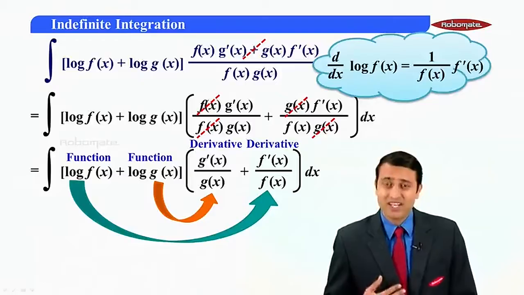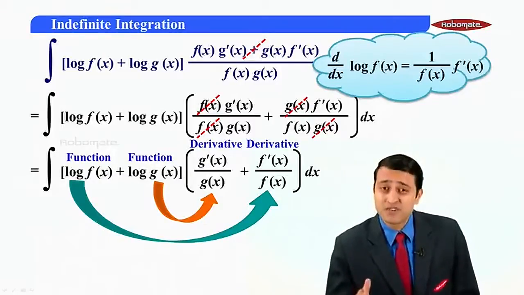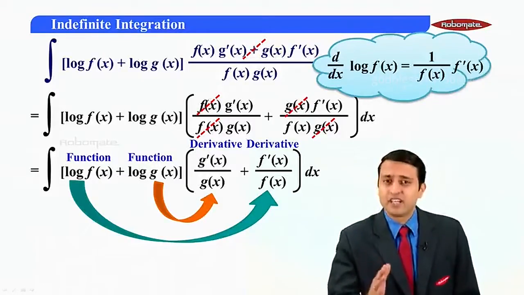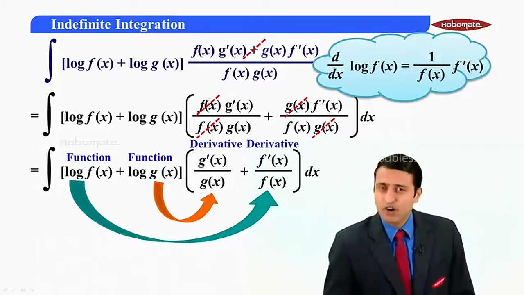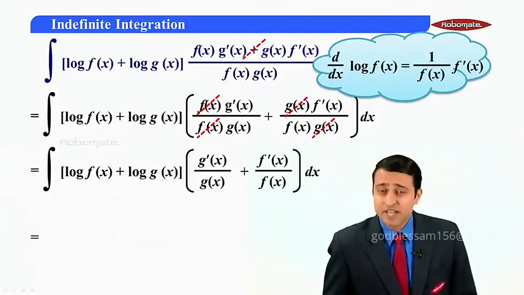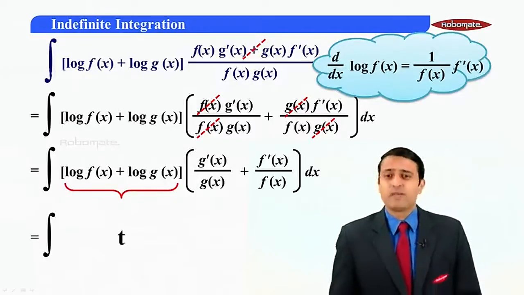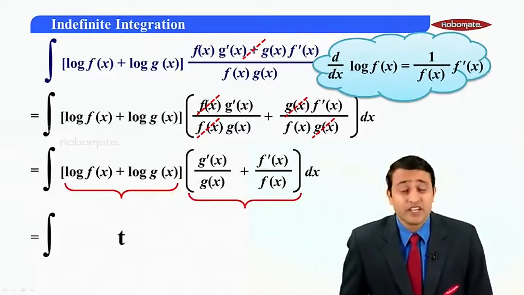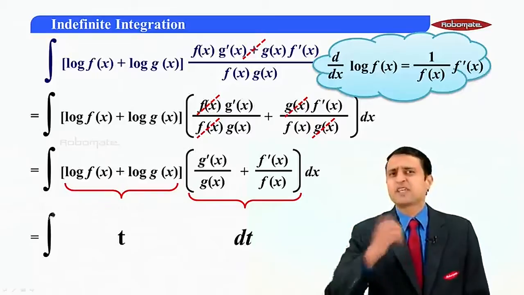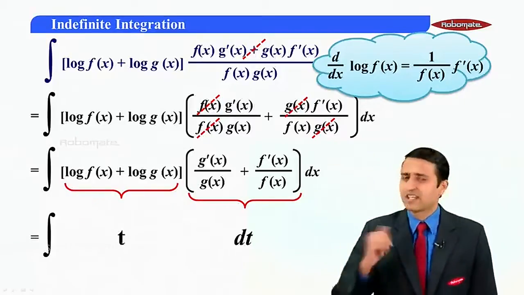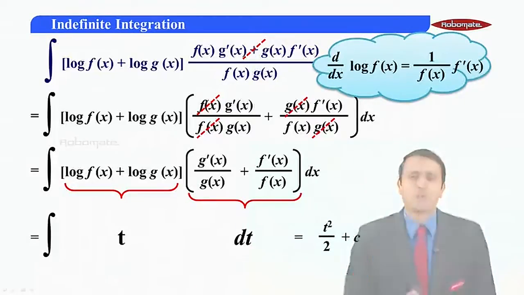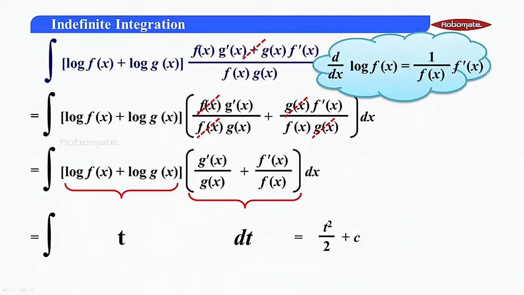Or can I say we have successfully written the integral in the form of t into dt form. Can I say that? So let me write here t and let me write here dt, and this is such a basic integral. Integral t dt is nothing but t square by 2 plus c. So that's t square by 2 plus c.